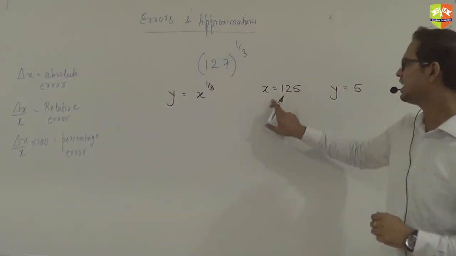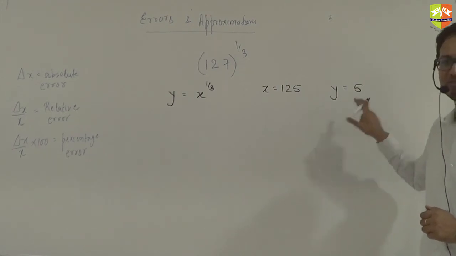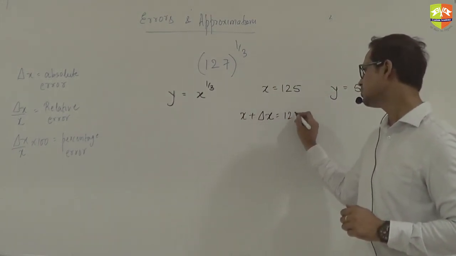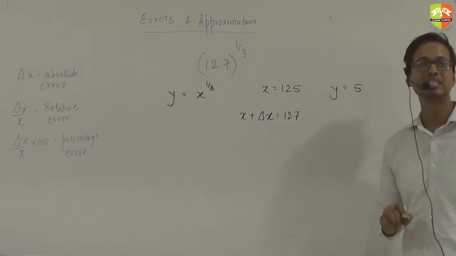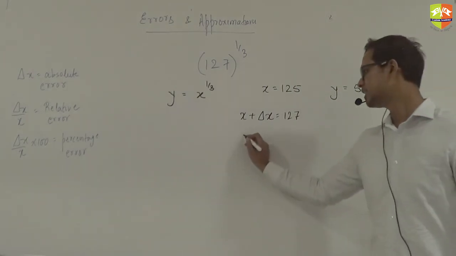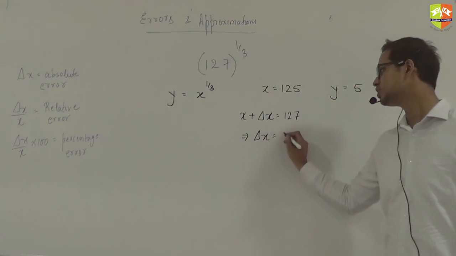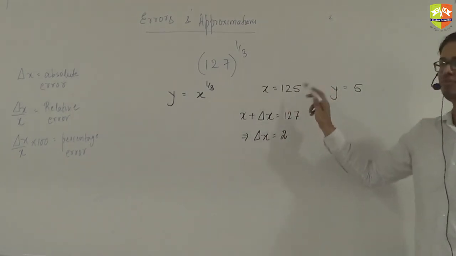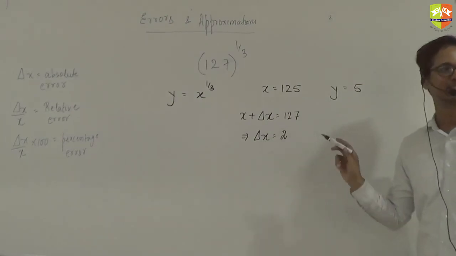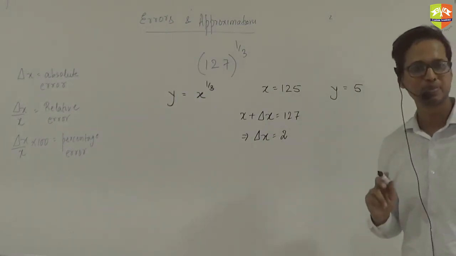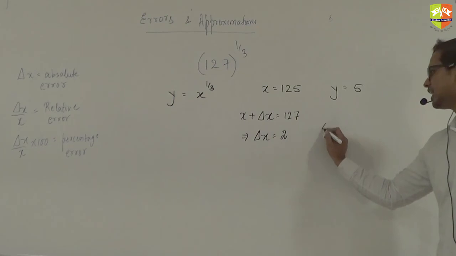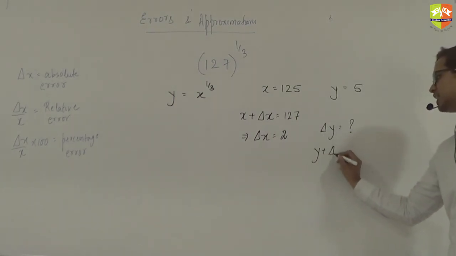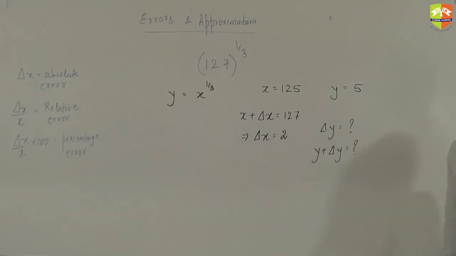Correct? So had x been 125, my answer would have been 5. But because of some issue, it was not 125, it was 127. Which clearly implies the absolute error was 2. Had it been 124, let's say, it would have been minus 1. Delta x would already be a negative number. Now, because of this delta x, what is my delta y? And hence, what is my y plus delta y? That is what I need to find out.